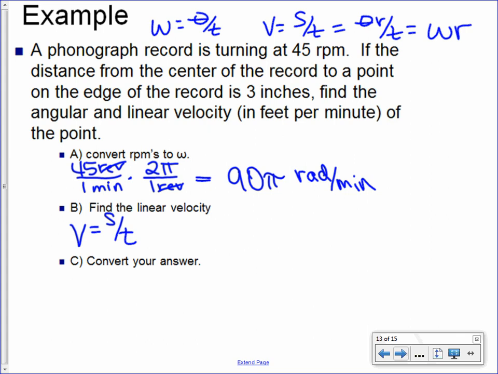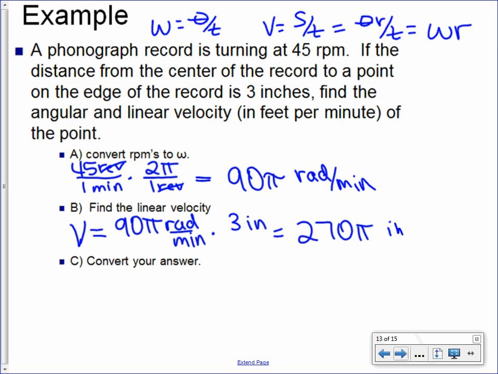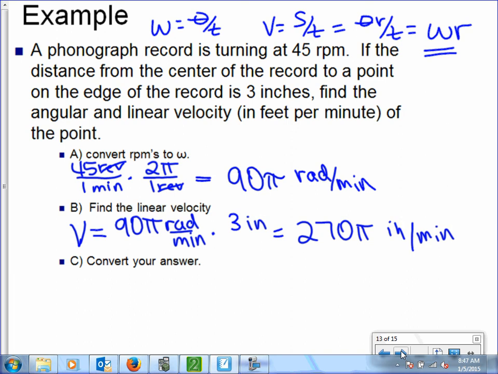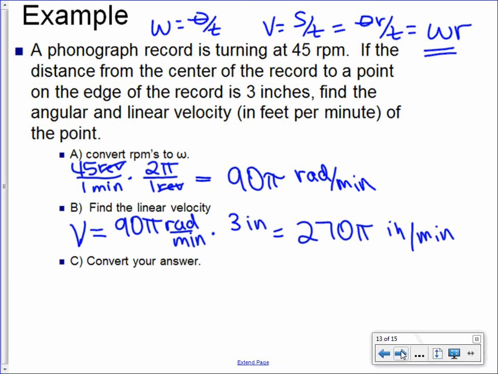So we can also say that linear velocity is angular velocity times the radius. Do you agree? Okay. So instead of finding the arc length, which isn't necessary, we can take our 90 pi radians per minute and multiply it by our radius of 3 inches, for 270 pi inches per minute. I would write this down: velocity is the same thing as omega r.